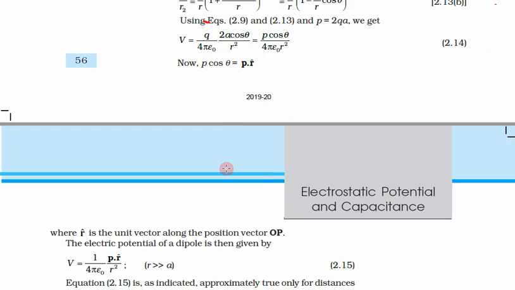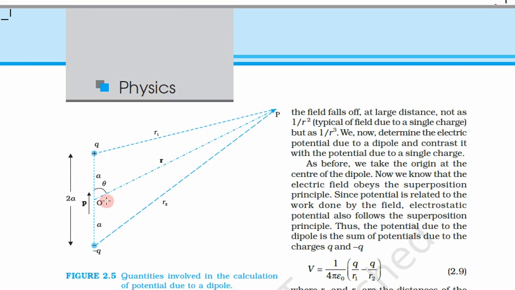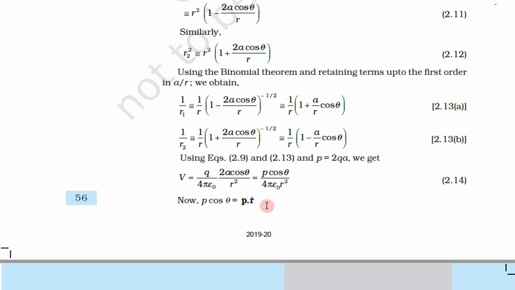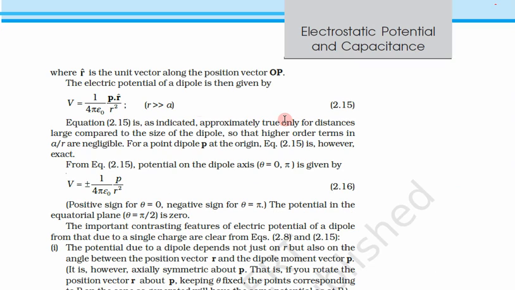Now what is p cos theta? Let us see. Let us again go to this diagram here. For this, p cos theta is p dot r, because here we are taking the unit vector r, not the r vector. So this becomes simply p cos theta. So instead of p cos theta, we have simply applied p dot unit vector r.